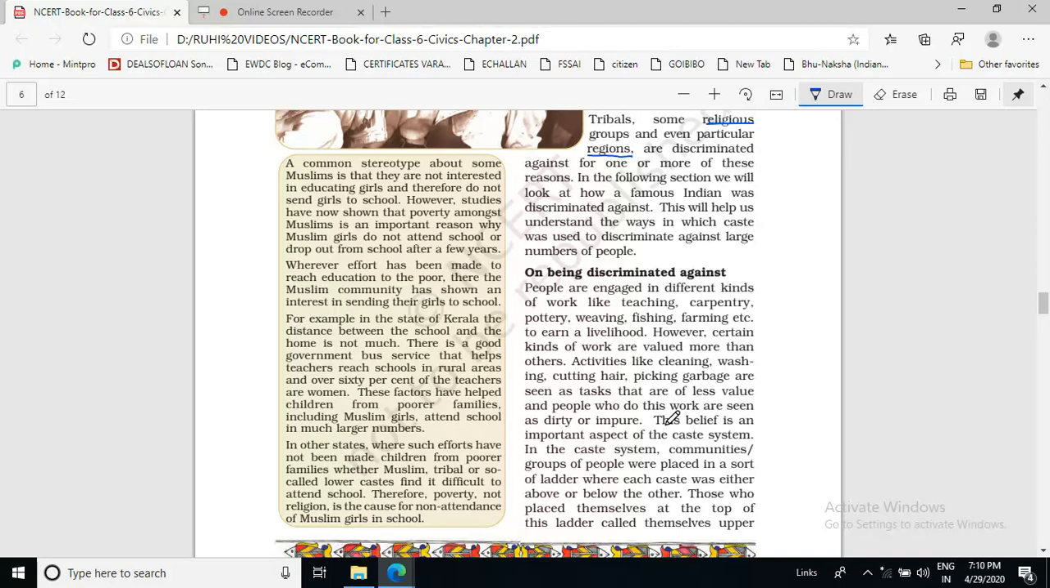I told you in the previous class that in our society, the caste system was prevailing, and this caste system was known as the Varna system. In this Varna system, there were four Varnas: Brahman, Kshatriya, Vaisya and Sudras. The same thing is explained here. In the caste system, communities, groups of people were placed in a sort of ladder where each caste was either above or below the other. So what is the caste system? It is hierarchical. It means people belonging to different castes were placed in a sort of ladder where each caste was either above or below the other. Two castes are not equal to each other.